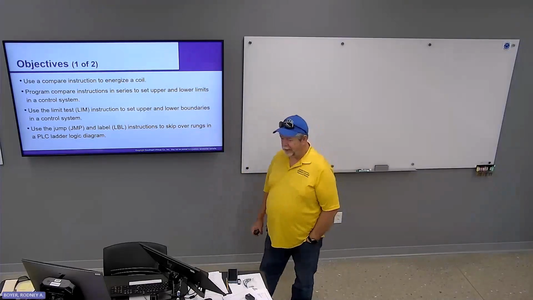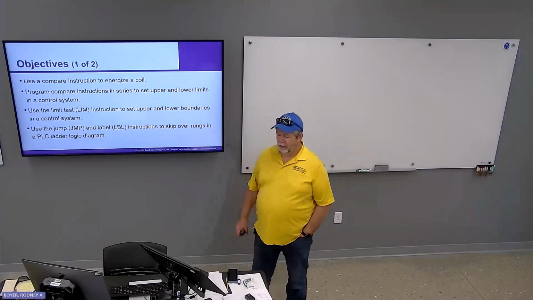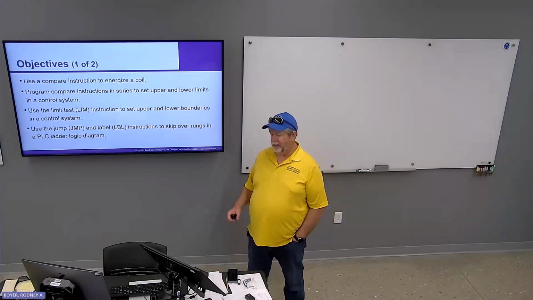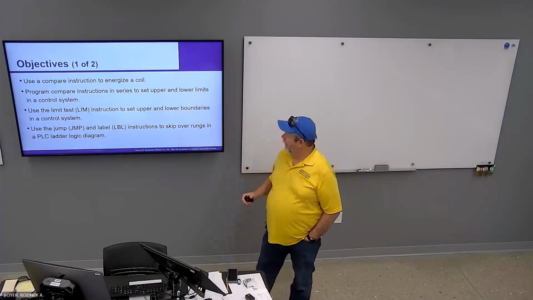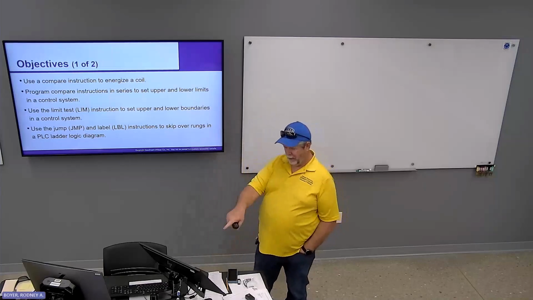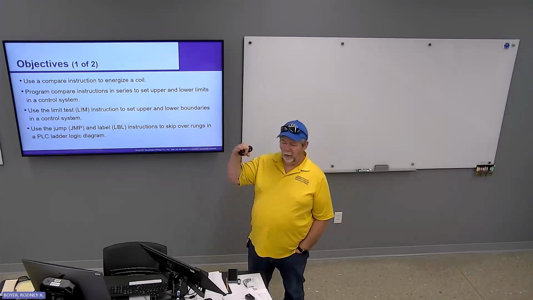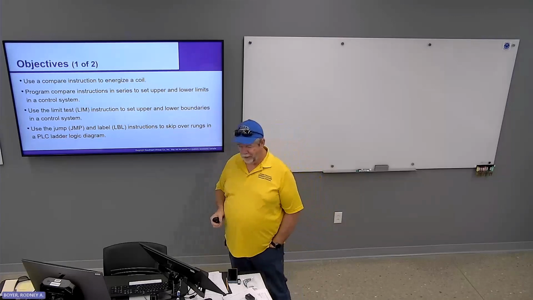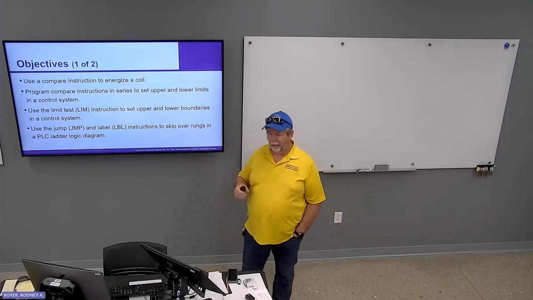Program compare instructions in series to set up upper and lower limits in a control system. Use limit test instructions to set upper and lower boundaries in a control system. Those two are basically the same thing. The way the limit instruction works, and we'll get more into it later, is you set a low limit and a high limit. As long as the value that you're testing is between those two limits, then the instruction will evaluate as true and allow the logic to continue.